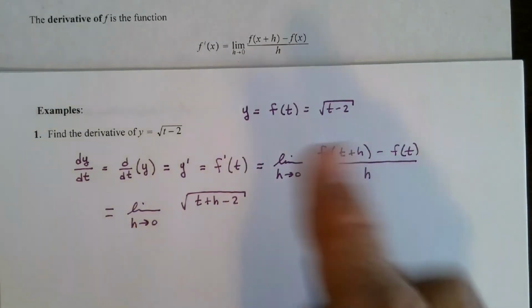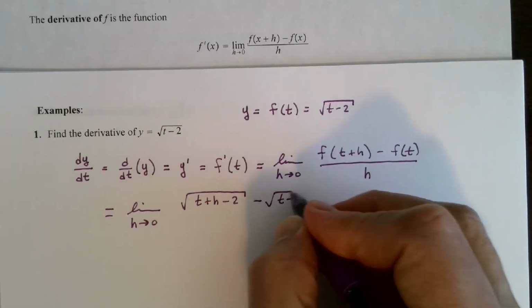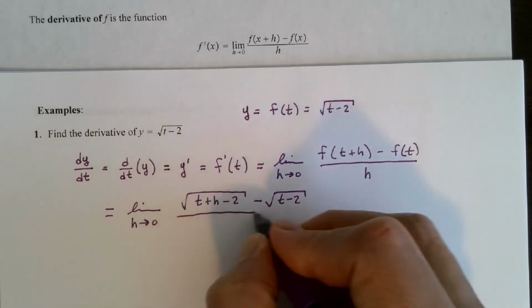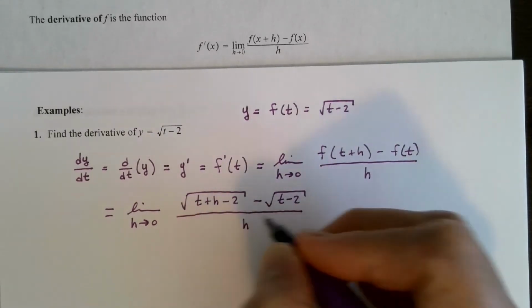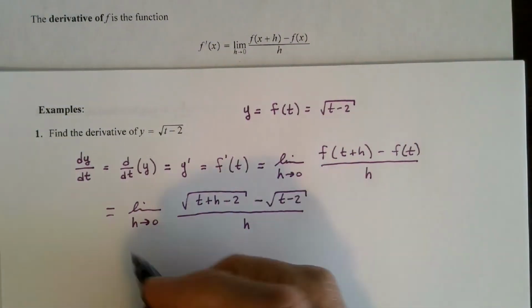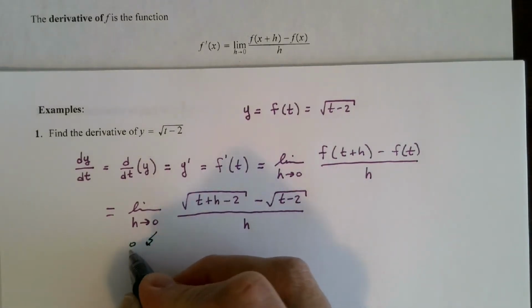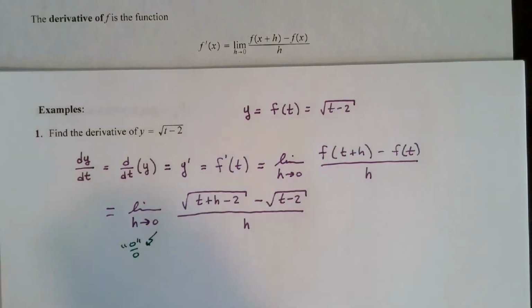What's f of t minus f of t? f of t is just square root of t minus 2, all over h. Now if I try and plug in directly to evaluate this, of course we know what's going to happen, right? I get 0 over 0. So again, this is 0 over 0, and so I'm indeterminate. I've got to do some work.